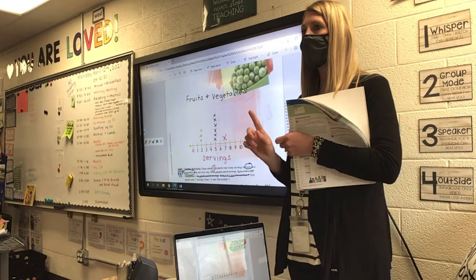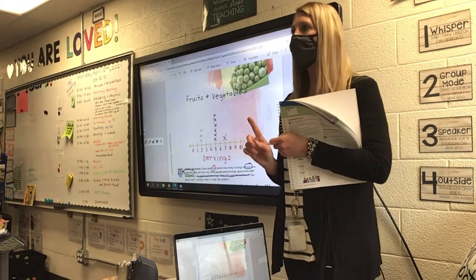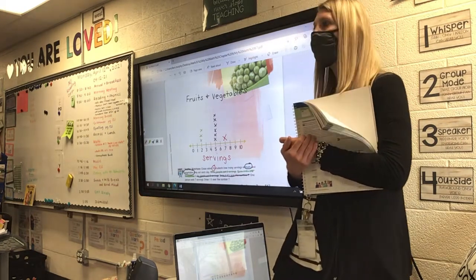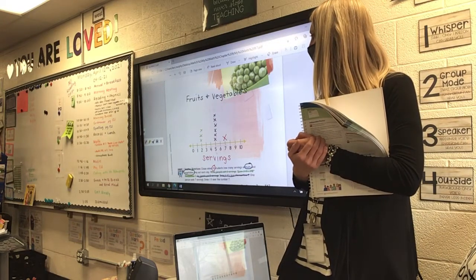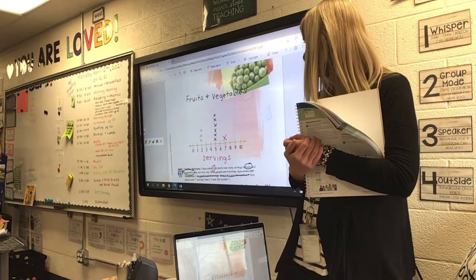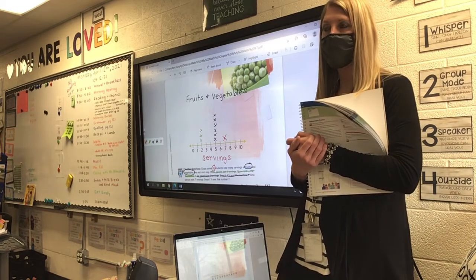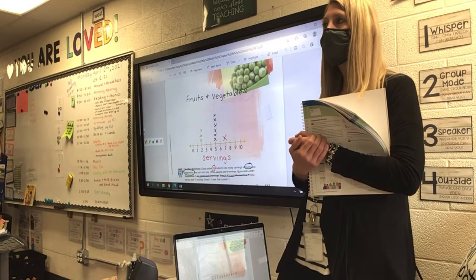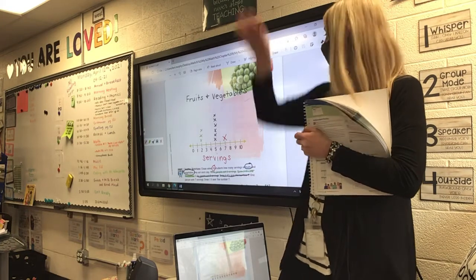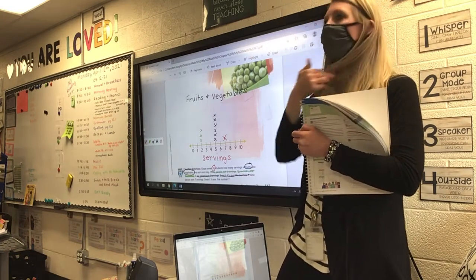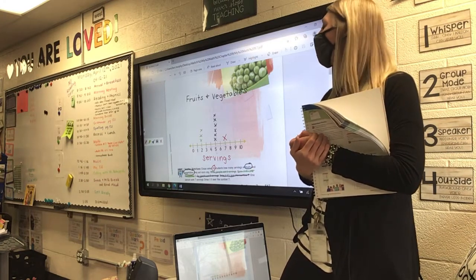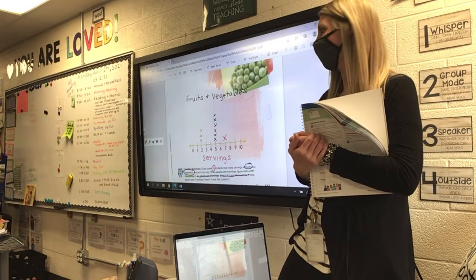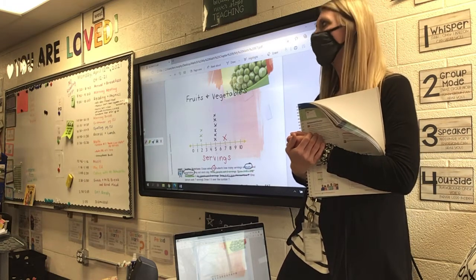Okay, before Miss Shaper's group goes, I'm going to ask one question. Looking at our line plot and our data, how many servings do the most students eat? Raise your hand if you know. How many servings do the most people eat? Ellie? 5. How do you know it's 5? Because it has the most X's.